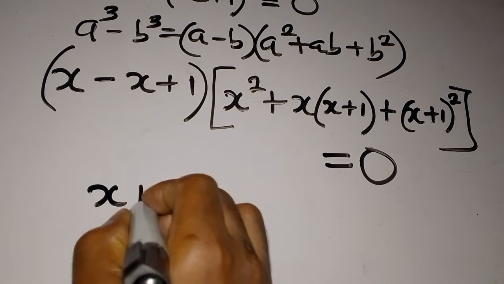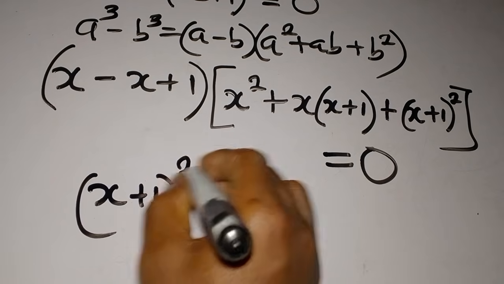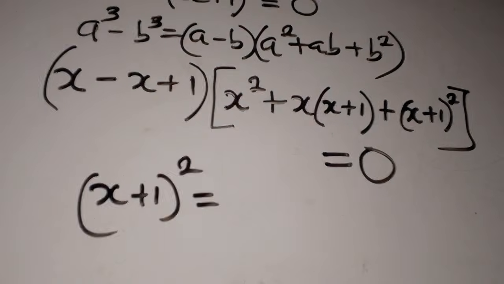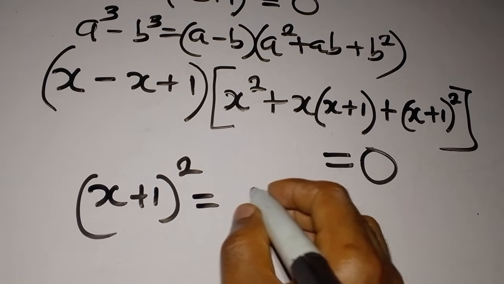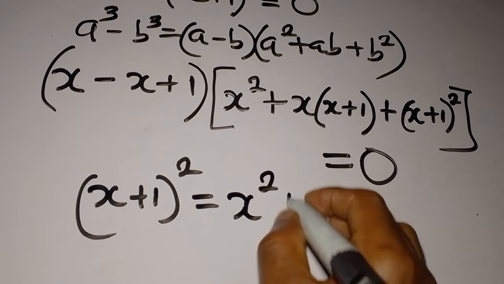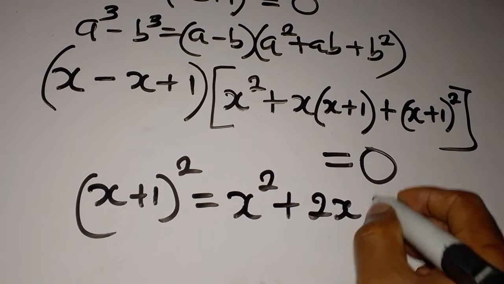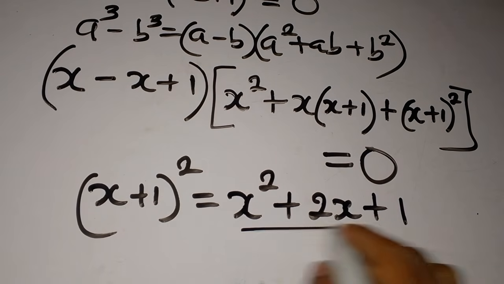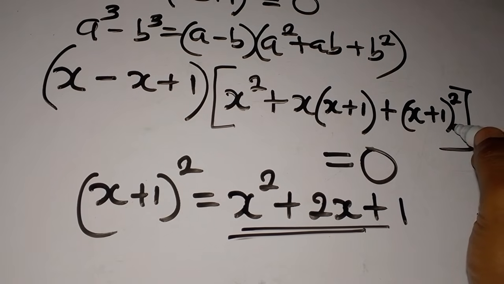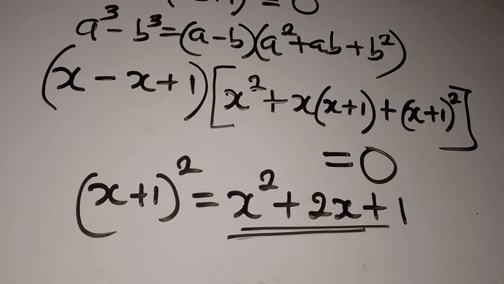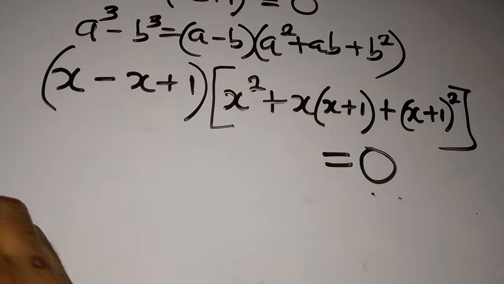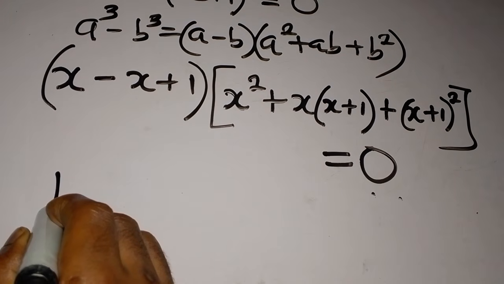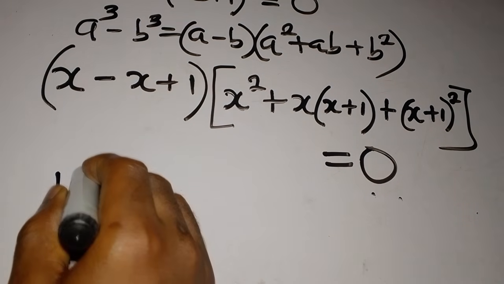We have (x plus 1) to the power of 2. From our expansion identity, we know that this is going to be equal to x squared plus 2x plus 1. So this is what should be in place of that. So let's put it in. Okay, x minus x is gone. So here we're going to have just 1. Then we open the bracket.